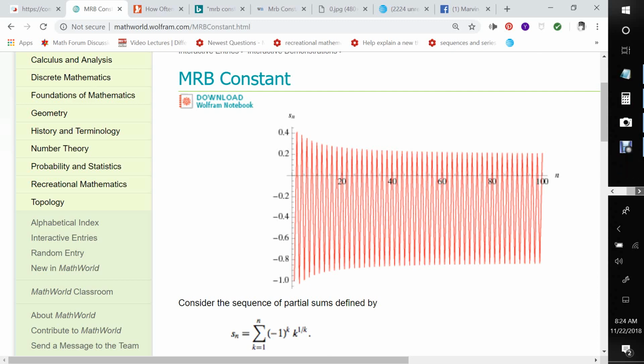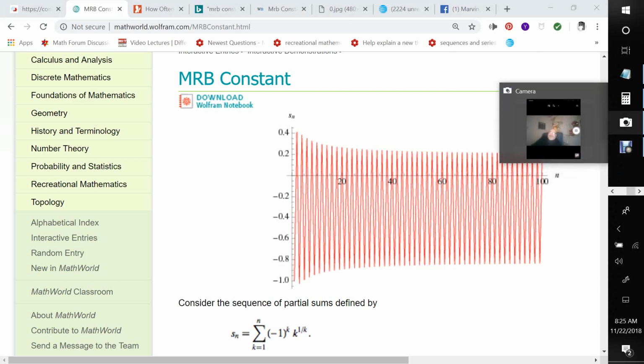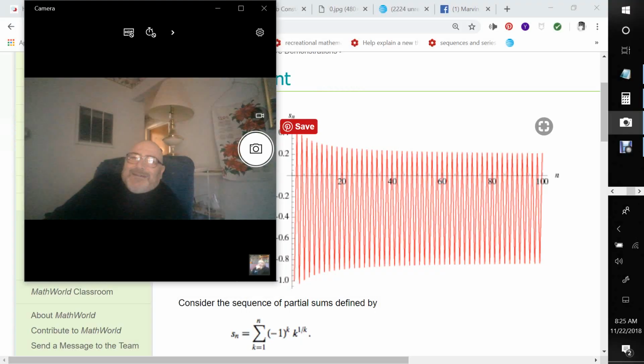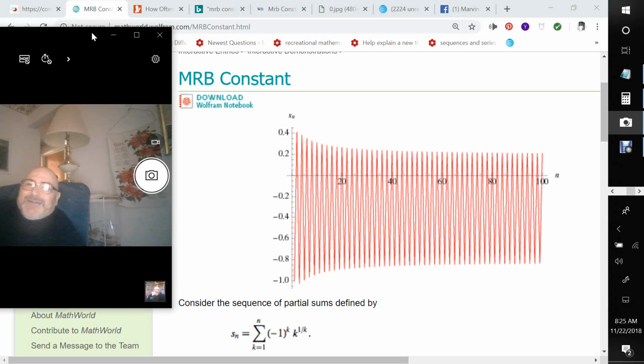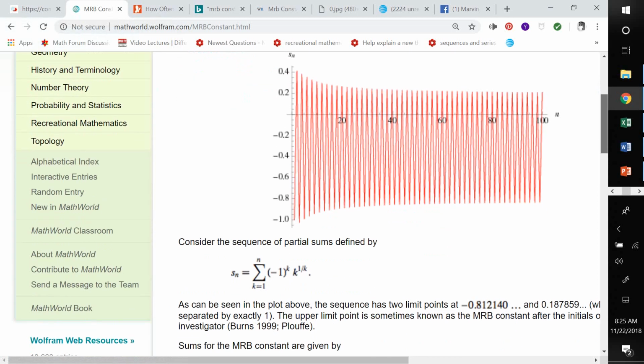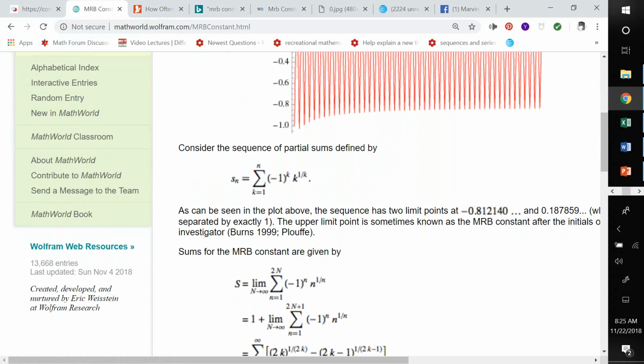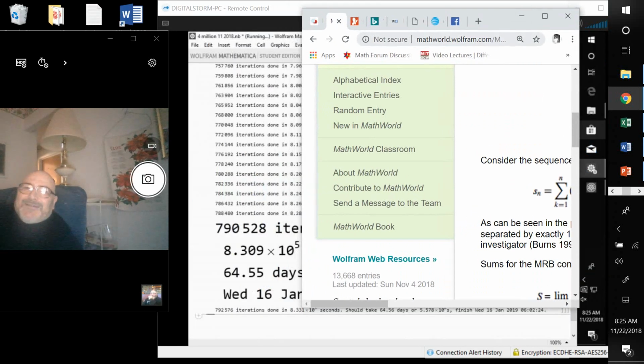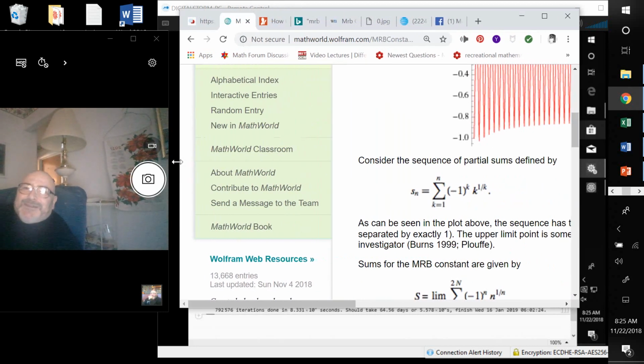Okay, let's put my beautiful picture back on there. Move myself out of the way. Okay, the MRB constant. Let's see here. I'm going to get this where you can see it and me.